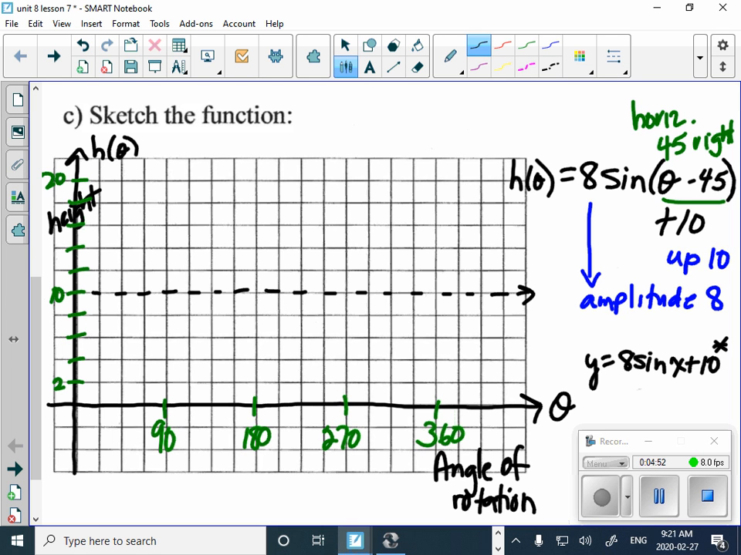So I'm going to start in the middle. I'm going to go up to my highest, which is 8 above the middle, at the 90-degree mark. I go back to the middle at 180, and I go to my lowest, which is 8 below the 10, at 270. Back to my middle again at 360. So I haven't shifted this to the right yet, but I've done the other two transformations.